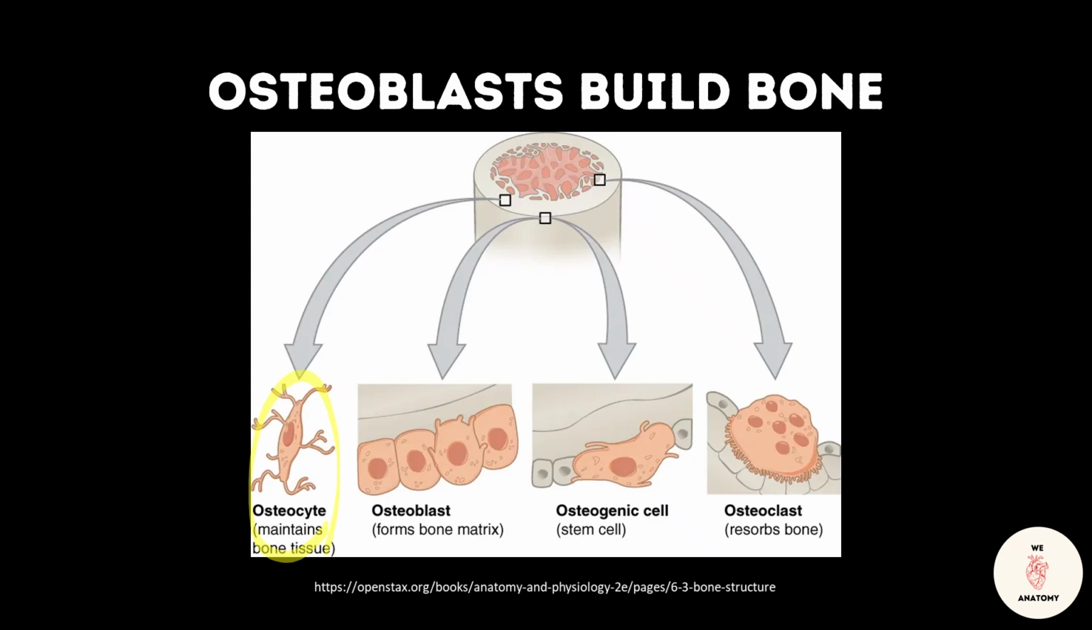Osteocytes sense mechanical stress and signal osteoblasts and osteoclasts to remodel bone accordingly, helping bones adapt to physical activity. Osteocytes are the primary cell of mature bone and are the most common type of bone cell. That's always a good quiz question. It is important to note that osteoblasts and osteocytes are not capable of mitosis, so they do not divide.